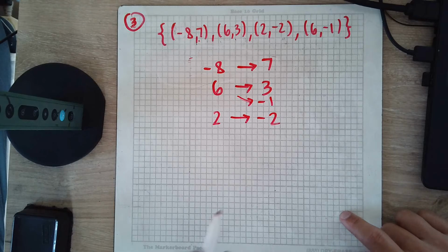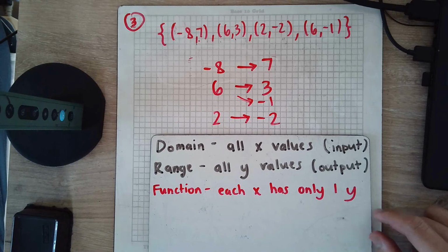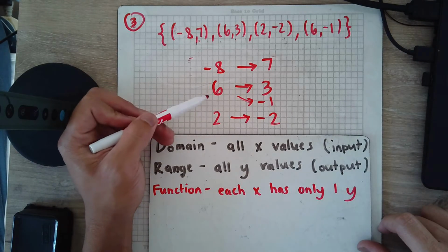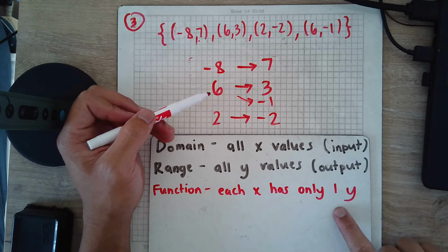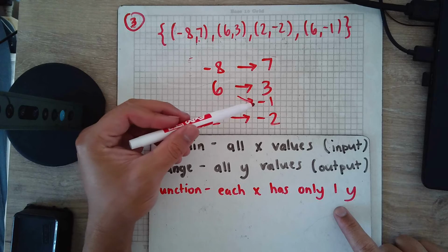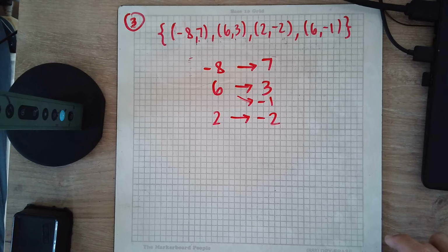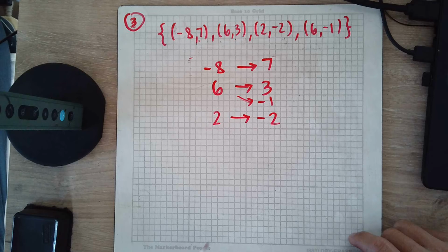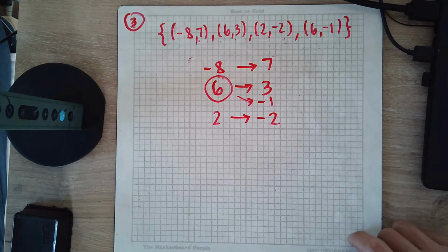So right here, we have the definition. Function, each x has only one y. Well, we have something that makes it not a function. I have my x, which is 6, and it only has to have one y, or one output. But you can see that we have two different outputs, -1 and 3. So it says, if not, give x that makes the relation not a function. Well, the x that makes the relation not a function is 6. So that's all you'd have to write for that answer.